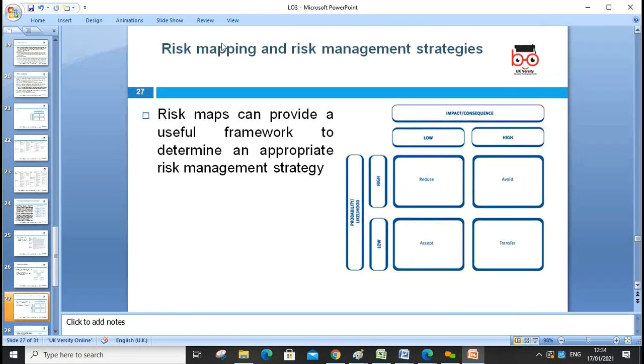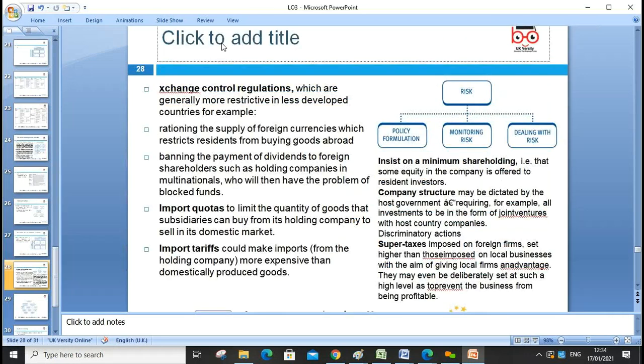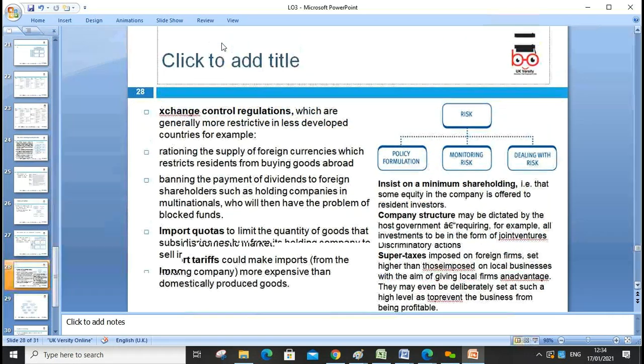Okay, then we have risk mapping and the risk management strategy. A risk map can provide a useful framework, where we can say low, high, reduce, avoid, accept, or transfer. Yes? Any questions? If you did not get it, please ask. Okay, then next we look around risk.